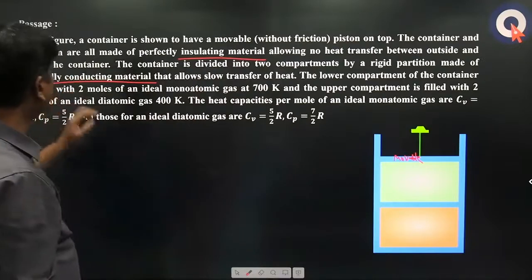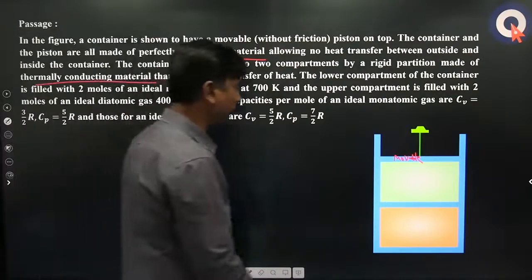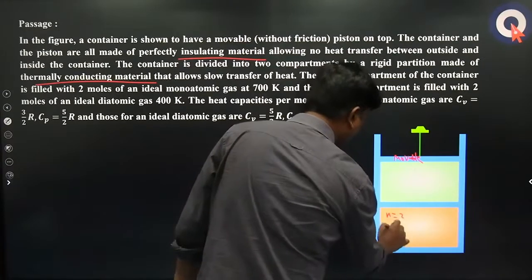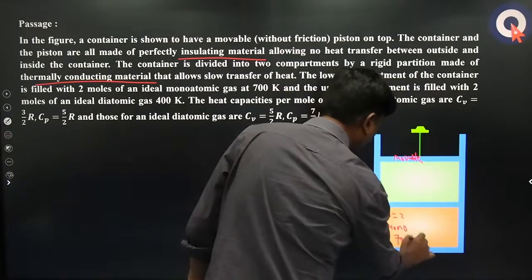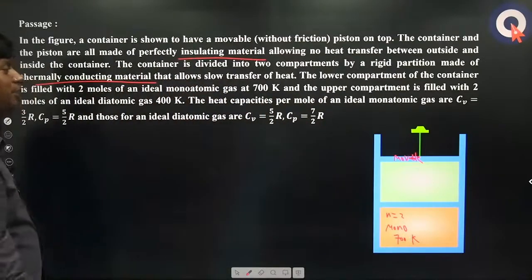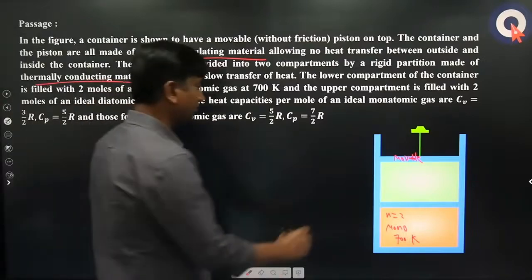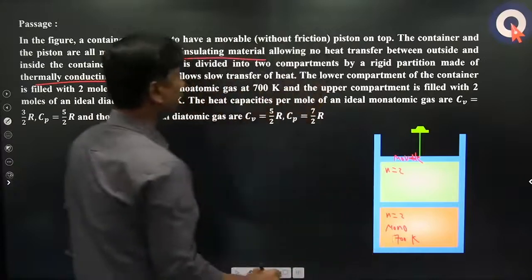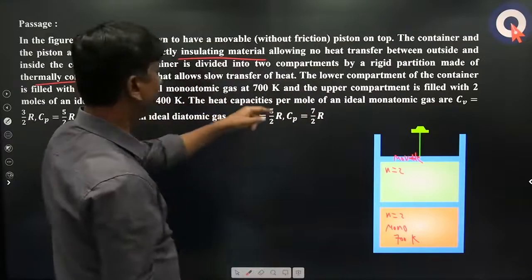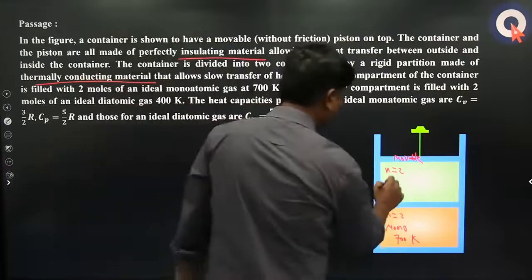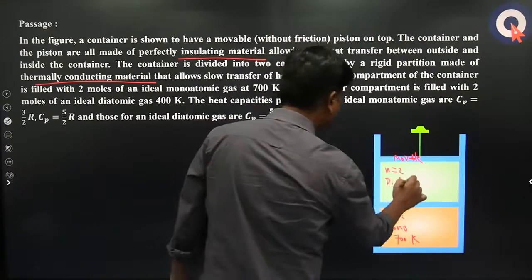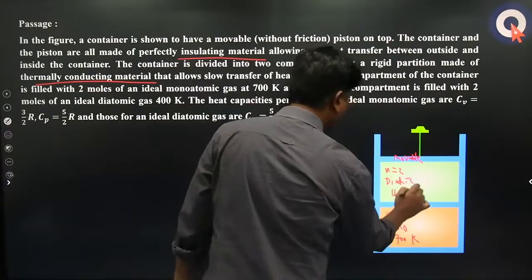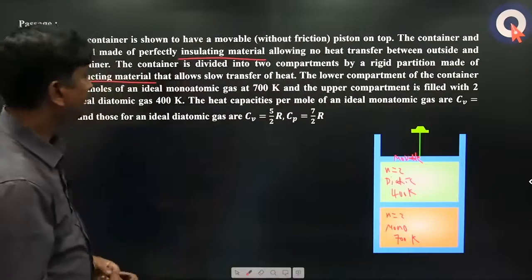So the lower compartment of the container is filled with 2 moles of an ideal monoatomic gas at 700 Kelvin. And the upper compartment is filled with 2 moles of a diatomic gas, and it is at 400 Kelvin. And heat capacity is already given.